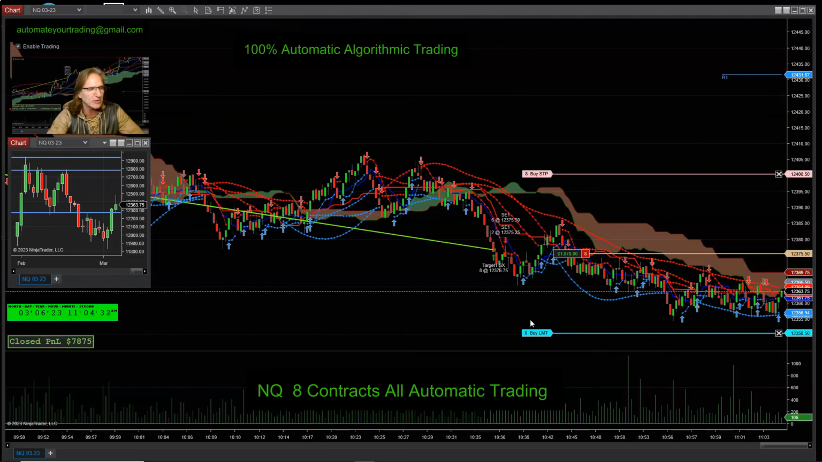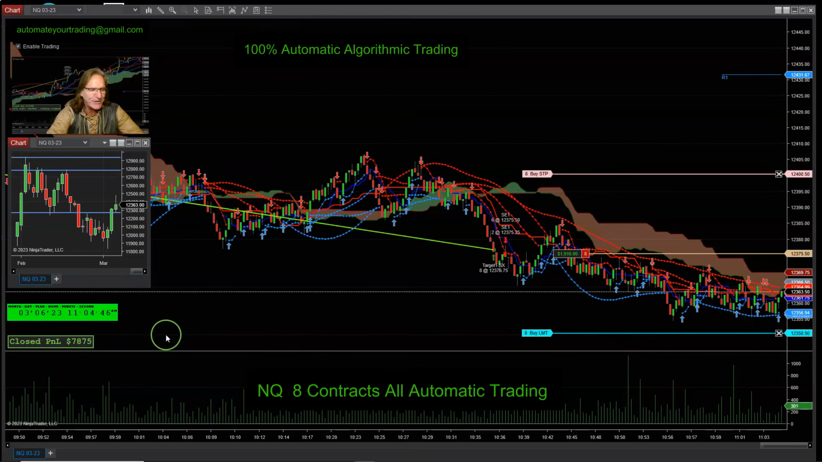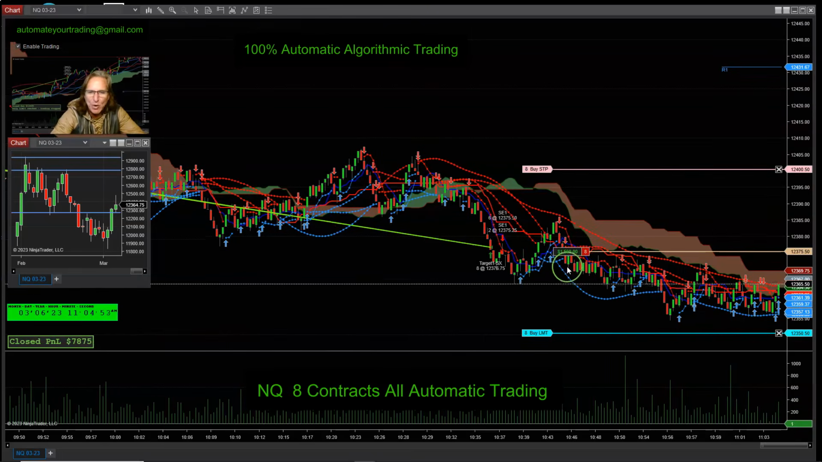A bracket order is a collection of orders which includes your entry, which is surrounded by a target and stop. So, bracket order right here, target below, stop above, we're short. Open P&L right here, 78.75, okay? 8 contracts on the NQ. Close P&L 78.75, open P&L around 1500.